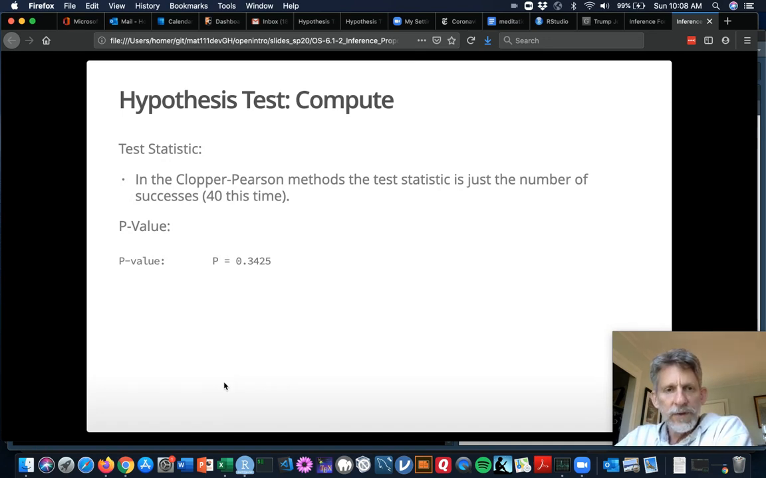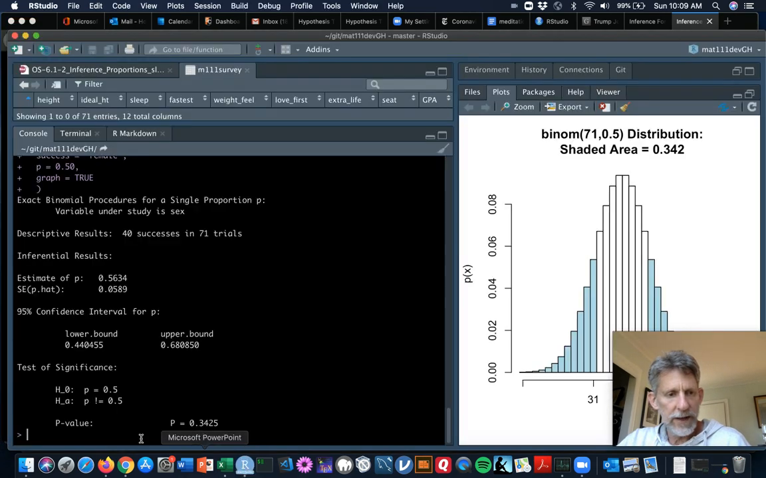As far as the compute step of the hypothesis test, where you compute the test statistic and the p-value, the test statistic's really easy this time. There's no z-statistic that you compute. The test statistic is just the number of successes in your sample, so it's the 40. And the p-value is computed mathematically for you, and turns out to be 0.3425. So you'll see that p-value right underneath. It's the last thing that's shown in the output.